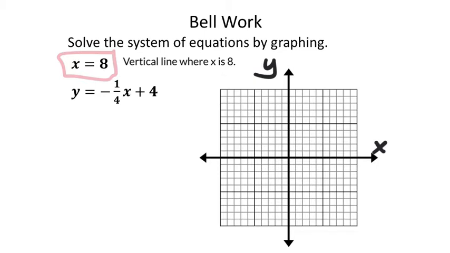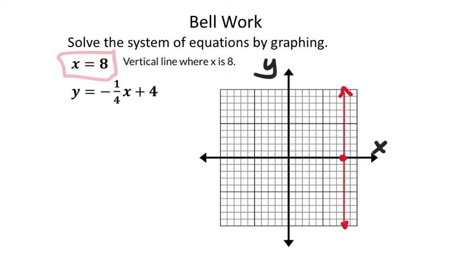So I just need to find out where 8 is on my x-axis, which would be 1, 2, 3 right there, okay? So that's going to give us a vertical line because on that line, x will be 8 everywhere, okay? So we end up with something like this.